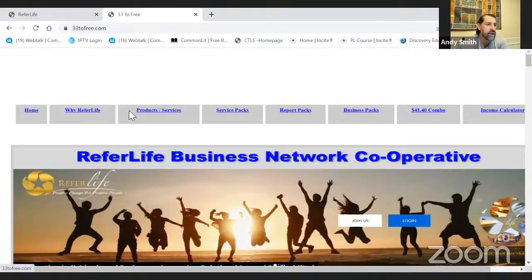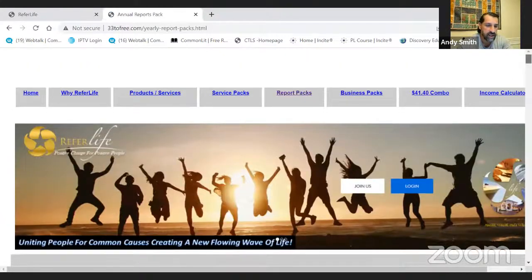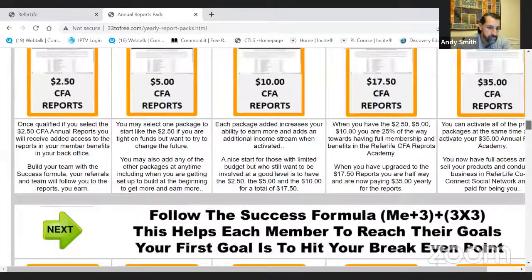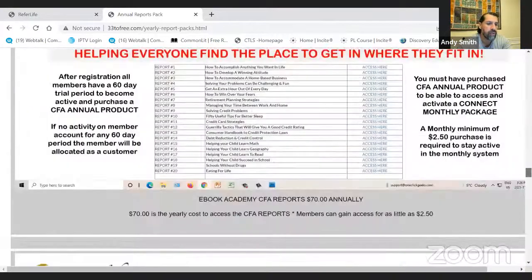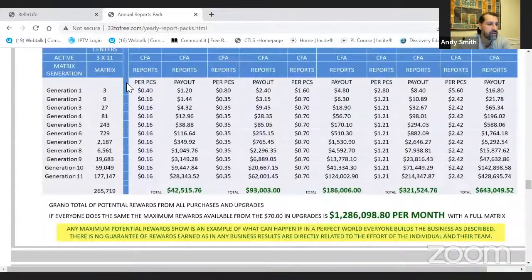What I'm going to do is not talk about a whole lot more than just the different matrices that there are. There are a lot of different parts of this, but this is the main part of Refer Life. So let's look at this. First of all, Refer Life is basically a co-op. It's based on a 3x11 matrix.